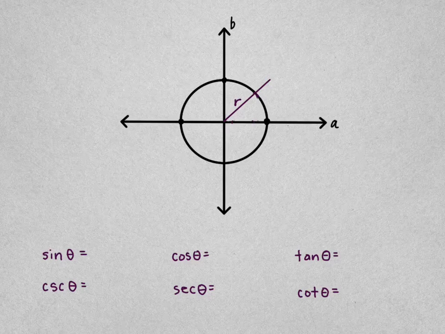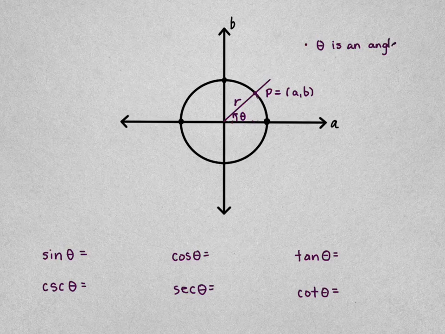Another thing we know is that if we label this point P, and let's just call it (A, B), well then if we draw this angle theta, then we can say that theta is an angle whose terminal side contains the point P.